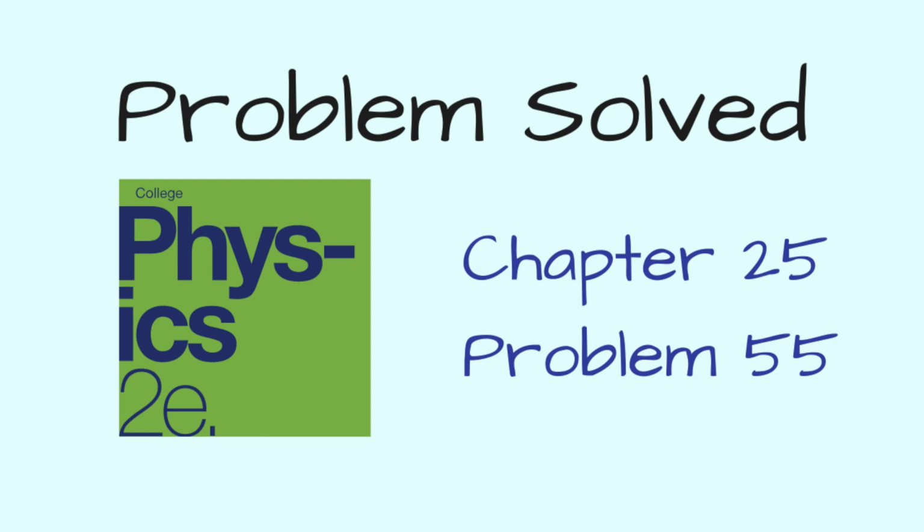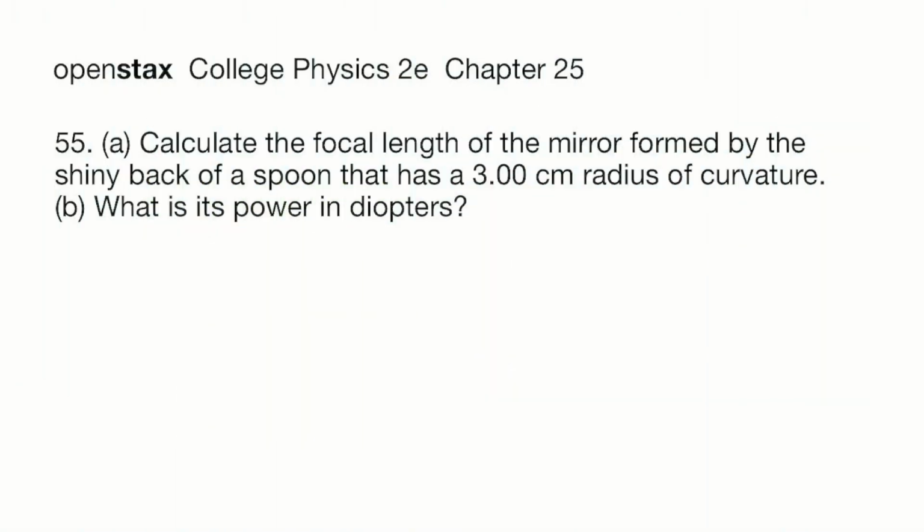Welcome! In this video, we are going to take a look at problem 55 from chapter 25 of College Physics 2E by OpenStax. In this problem, we need to calculate the focal length. We have a mirror. It's formed by the back of a spoon, and we know the radius of curvature, and then we need to find its power in diopters.